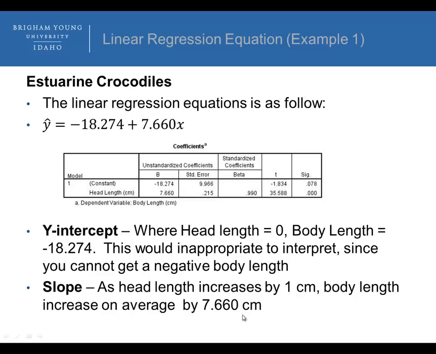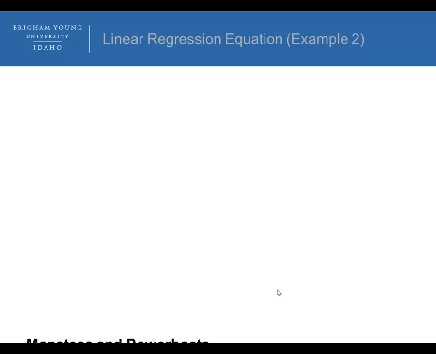But that's just to describe what happens to the slope, whether it's negative or positive. Now the second example, I want you to go through. If you like to, you can stop the video and go through this. The link to the manatee data is in the online textbook. Okay, so how do you get the linear regression equation?